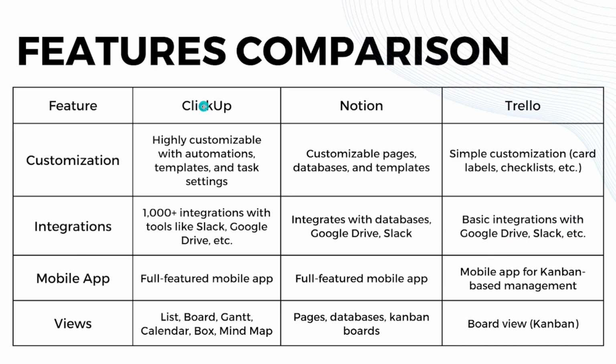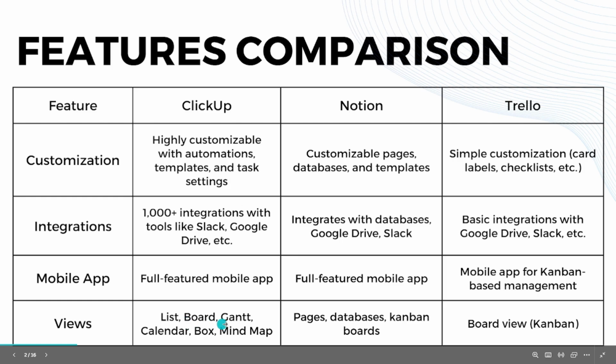For mobile app, ClickUp has a full-featured mobile app, same thing with Notion. While Trello has a mobile app for Kanban-based management only. For views, ClickUp has list, board, Gantt, calendar, box, and mind map. Notion offers pages, databases, Kanban boards, while Trello has board view, which is Kanban.